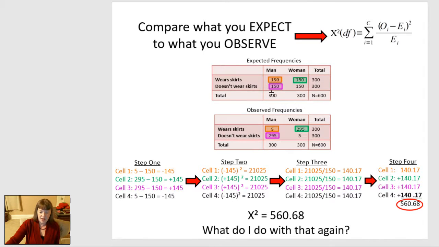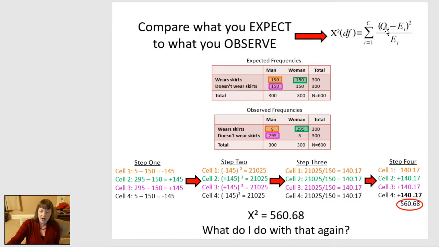I do the same thing for the men who say they don't wear skirts. 150 in the expected null world, 295 in the actual observed world, and I subtract. Then I do the same thing for the women who say they don't wear skirts. I take 5 minus 150. Now I've made this data up, so it's really clean. We're going to do an example of more real world type of data, but I've made up the data just to give you an example.